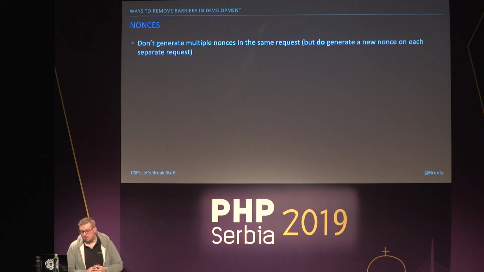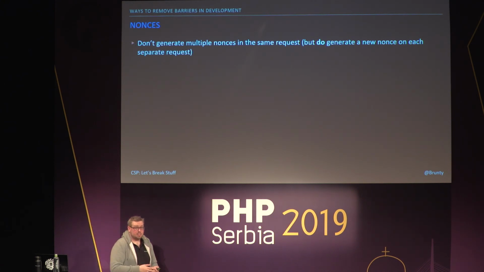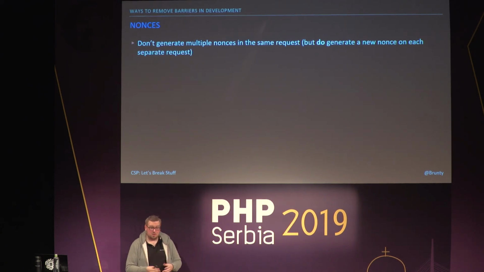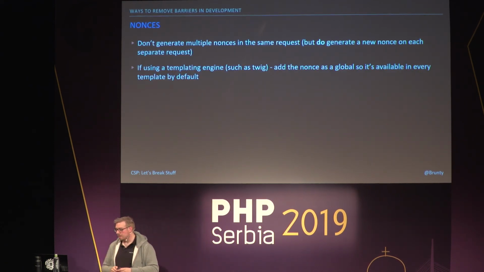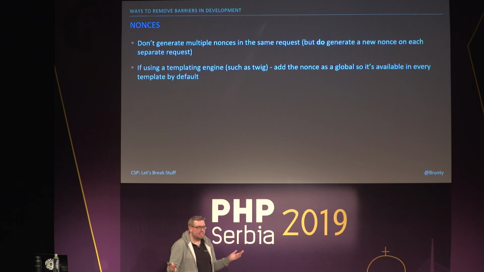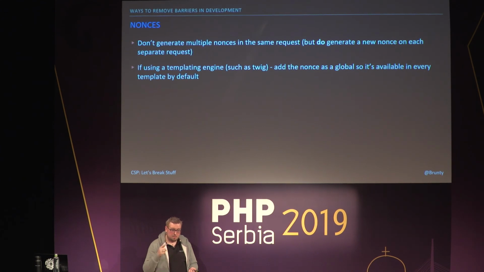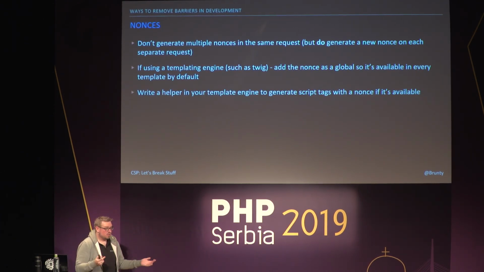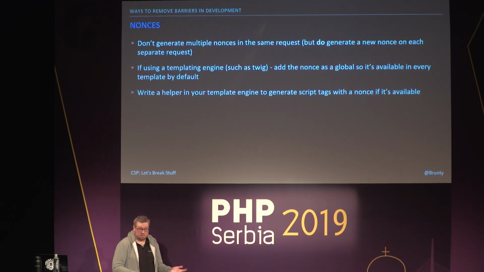If you do use a nonce, don't generate multiple nonces in the same request, but you do want to generate a new one on every single request, otherwise they're guessable. If you don't generate a new one and you do it once per deploy or whatever, then I can just keep using the same nonce until the next deploy. If you're using a templating engine like Twig, add it as a global, again, just so you can get rid of any barriers to, oh yeah, I was going to put the nonce in, but then I realized that I need to add it to the template parameters in my action, and that's just too much effort, and it's just more work every time. Just add it globally. If you need to, write a helper in your templating language of choice that can output your script tag so that you never forget the nonce. That's even better, because then you can't forget it.